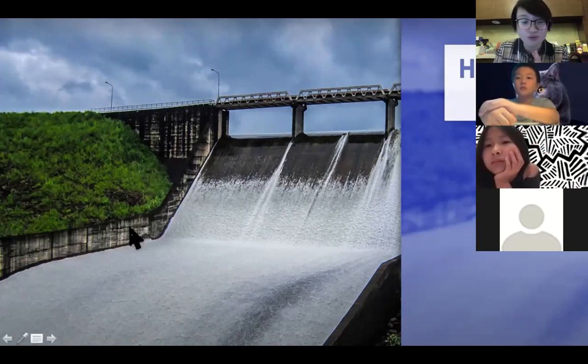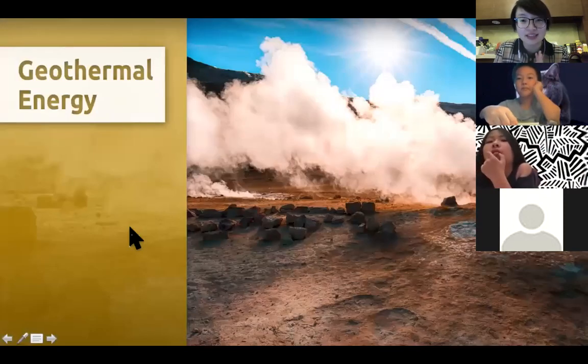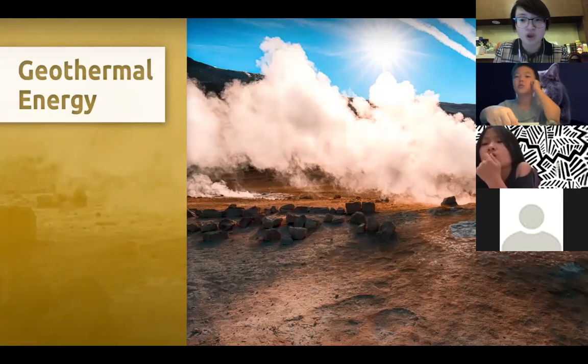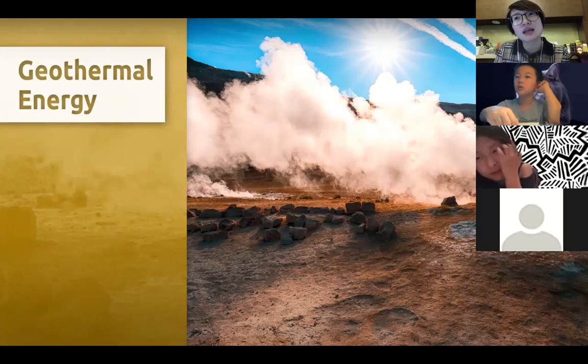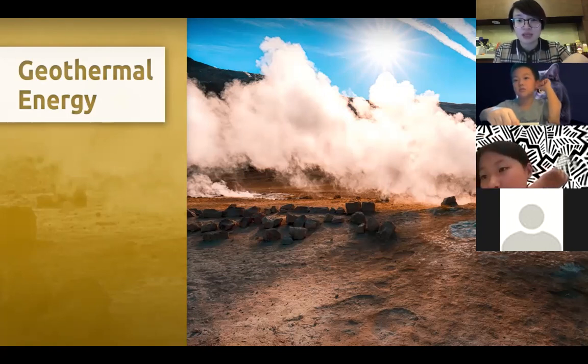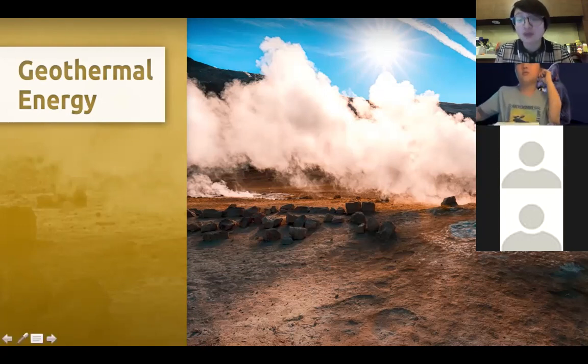Okay, so let's see the next one. Geothermal energy. Have you ever been to Yellowstone? Yellowstone National Park? No. Okay. I think it's actually in California, right? It's a beautiful, gigantic, huge national park, but there is a volcano underneath the ground. So there are different kinds of water with colors. Yellowstone Park. Let me search it up. Yellowstone National Park. I think you have to go there, okay? Yellowstone. It's beautiful, it's amazing.